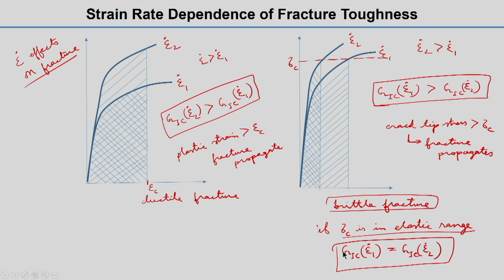So what we have learned here is that ductile fracture and brittle fracture are very different in terms of strain rate dependence, or strain rate effects. In ductile fracture, higher strain rate has higher fracture toughness, but for brittle fracture it is the opposite, or if it is highly brittle, then probably the toughness will be the same.